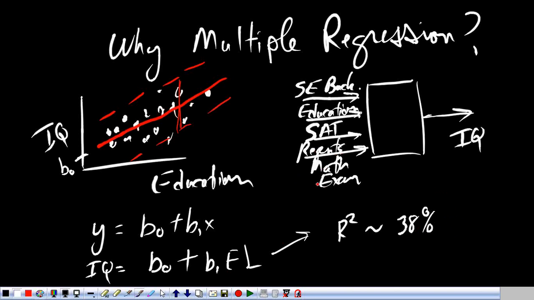We want to add in these other variables into the model. So what does that actually look like? Well, instead of having a form that looks like this, y equals b0 plus b1x, we're simply going to add a bunch of new constants and a bunch of new x's into it.